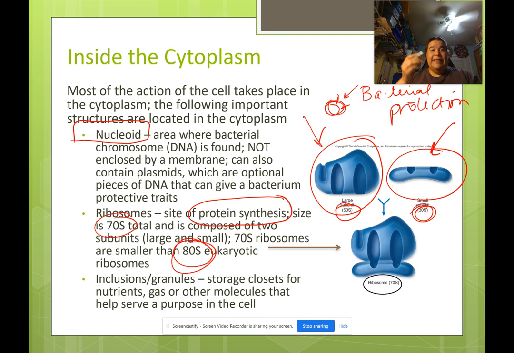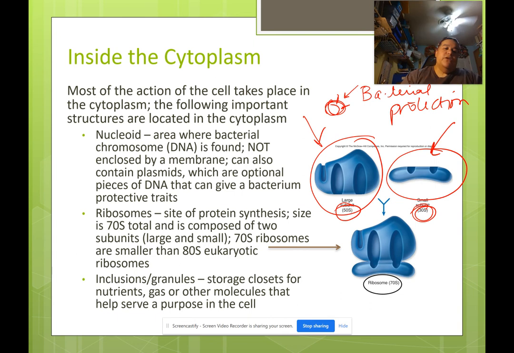Okay? Yes, they look the same. Yes, they've got a large and a small hamburger bun. That all is accurate. But push comes to shove, the ribosomes you find that are responsible for protein synthesis in bacteria are smaller than those you find in eukaryotic cells.